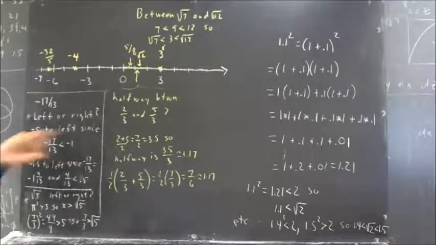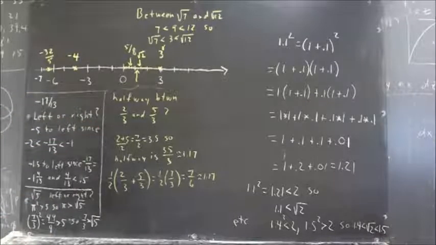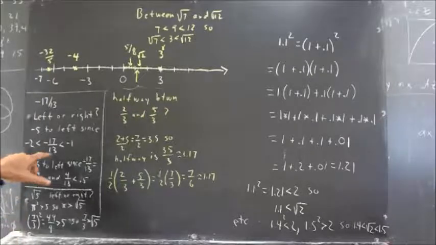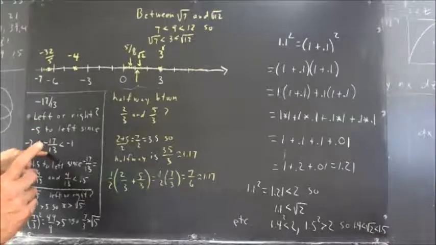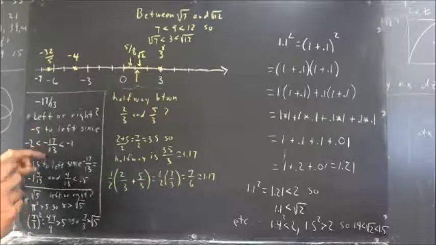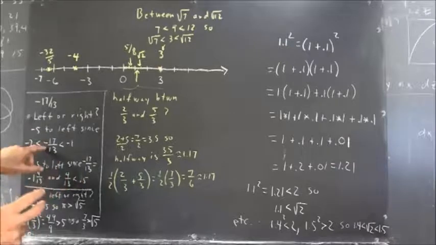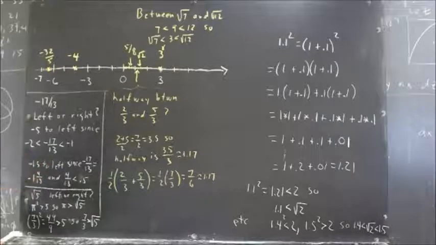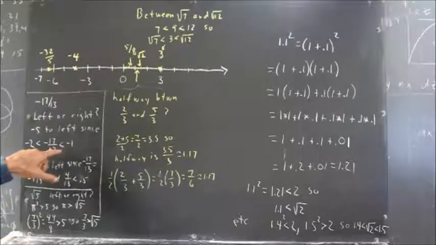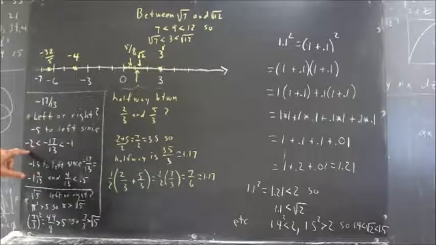Well, negative 5 is to the left, and I would say that that's the case since negative 5 is less than negative 17/3. Negative 5 is to the left of negative 17/3. I'm sorry, I'm saying 17/3 when I mean 17/13. 17/13 is more than 13/13, which would be 1, but it's less than 26/13, which would be 2. And of course it's negative, so this number lies between negative 1 and negative 2. So negative 1 is greater than negative 17/13, which is greater than negative 2.